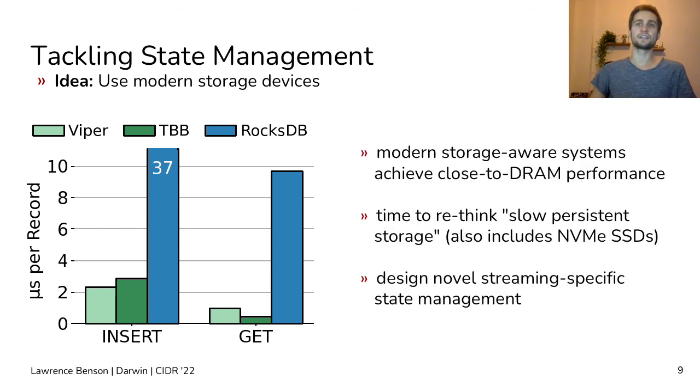And we can really see here that it's time to rethink slow persistent storage. Persistent memory, as a high-end storage device, achieves very good performance, but NVMe SSDs, one level below that, have also been shown to achieve very good performance in recent work. In general, this allows us to design novel streaming-specific state management backends over the generic key-value store interfaces that have often been used in previous work.